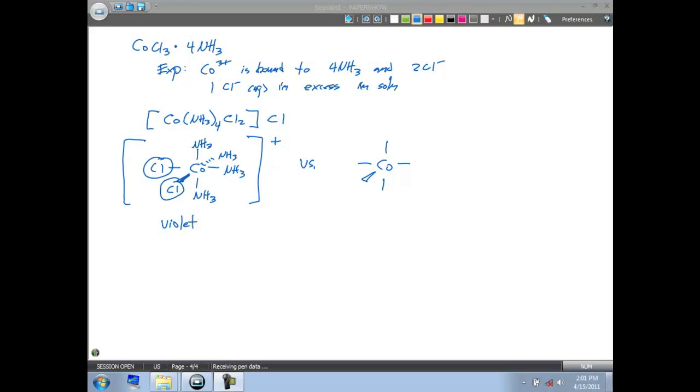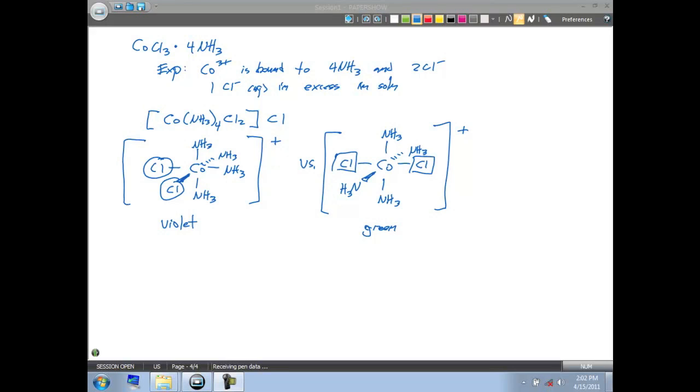So instead of putting the chlorines right next to each other, what happens if I put them 180 degrees away from each other? We still have our 4 ammonias over here, and we have a +1 charge for this complex ion. In this case, we have our chlorines 180 degrees away from each other in this particular octahedron. When we do that, this particular complex is going to be green.